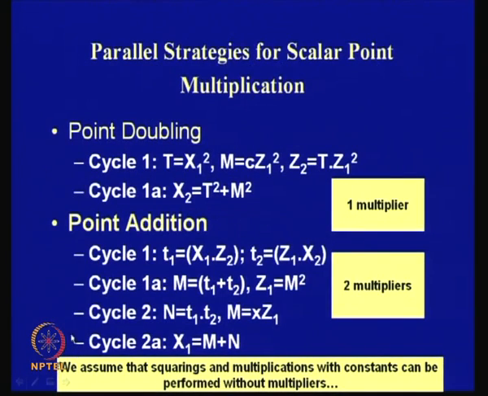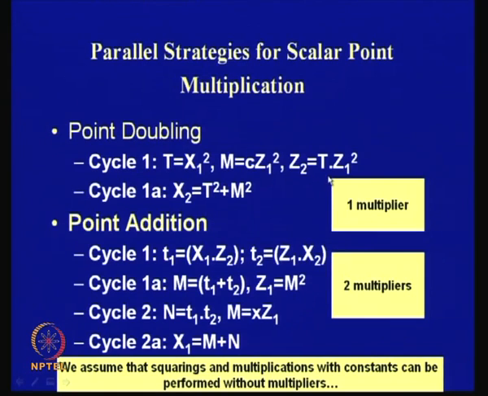So, I will finally conclude with some comments on parallelizing strategies for the point doubling and the point addition operations. In your point doubling, I am considering the projective coordinates here. These are the operations that you did. Think of x 1 comma y 1; what you have done here is this: you have taken x 1 squared, c z 1 square, z 2 is t into z 1 square, and finally, you are adding t square plus m square, and this is your double point. This you can check, it is exactly the same as what we did previously.